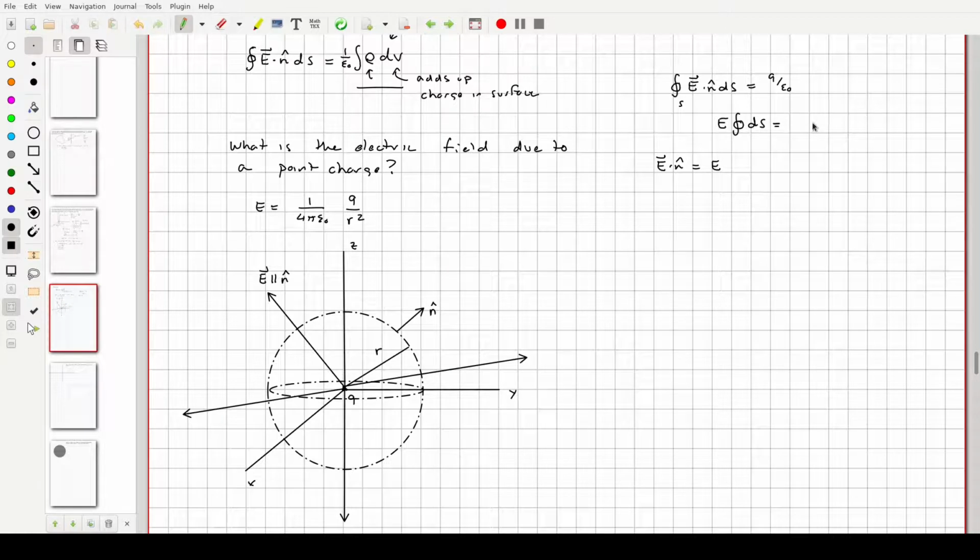And when you integrate the surface, all you're doing is asking the question, what's my surface area? What's the surface area of a sphere? Well, that's pretty easy. You can look that up. The surface area of the sphere here is 4 pi r squared. That's the equation for the area of a sphere. So what I have on the left-hand side is E times 4 pi r squared.